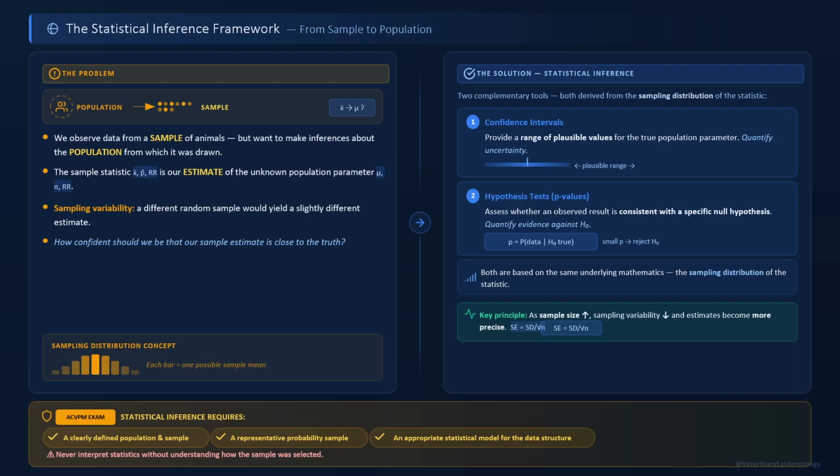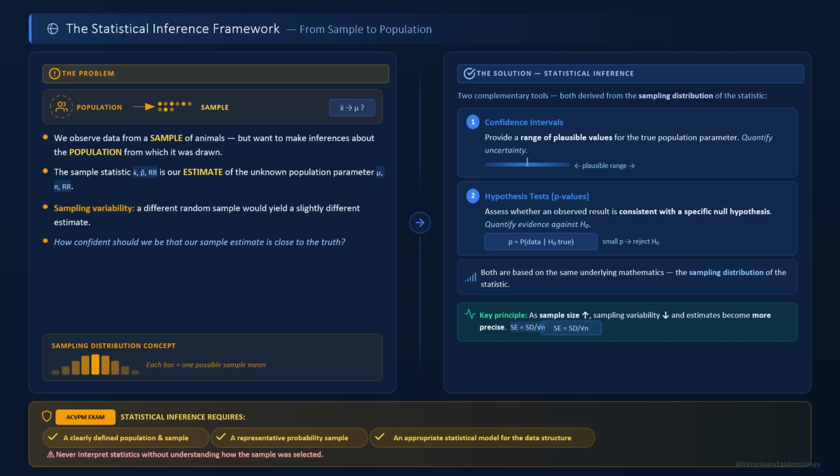In research, we almost never get to measure an entire population. Instead, we take a sample, just a handful of animals, and we use that sample to make an educated guess about the whole population. That, in a nutshell, is statistical inference. And we've got two main tools for the job. Confidence intervals give us a range of plausible values for the truth. And hypothesis tests, with their p-values, tell us how much evidence we have against a specific claim.